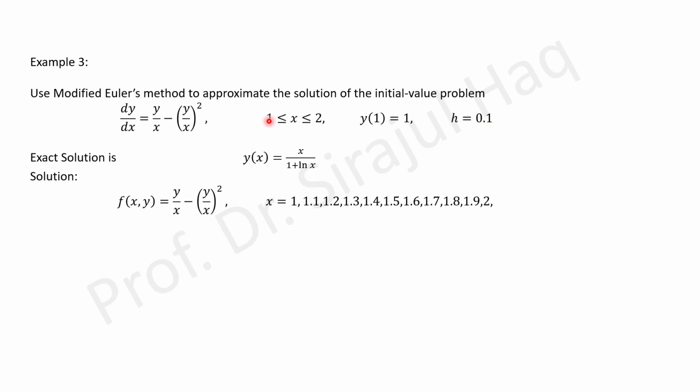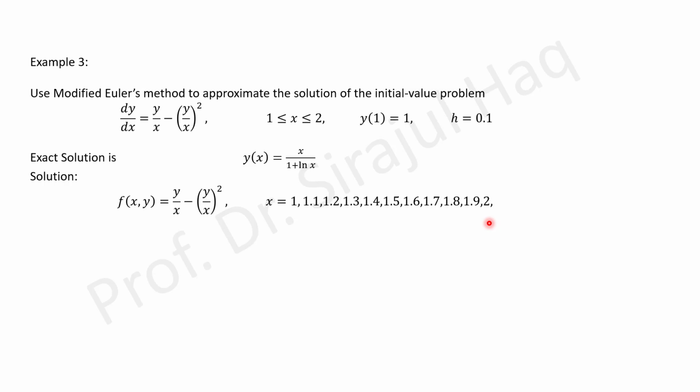X naught is equal to 1. Then 1 plus 0.1 is 1.1, then 1.2, 1.3, up to 2. So these are your mesh points in this case. And you can see how many they are: 1, 2, 3, 4, 5, 6, 7, 8, 9, 10, 11. So you have 11 points.